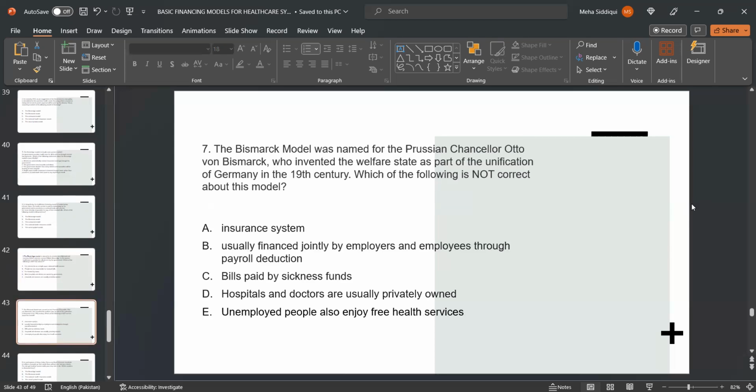MCQ number 7. The Bismarck model was named for the Prussian Chancellor Bismarck, who invented the welfare state as a part of unification of Germany in the 19th century. Which of the following is not correct about this model? It is an insurance system, usually financed jointly by employers and employees through payroll deduction, bills paid by sickness funds. Hospitals and doctors are usually privately owned. Unemployed people also enjoy free health services. Any idea? E is the right option because unemployed people cannot be offered the health services. Only the employed people can enjoy free health services because it is funded by their payroll deductions.